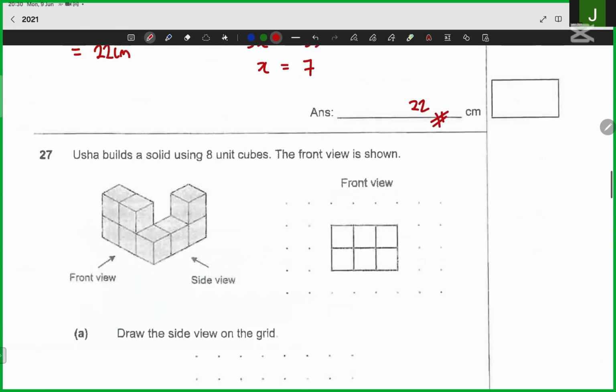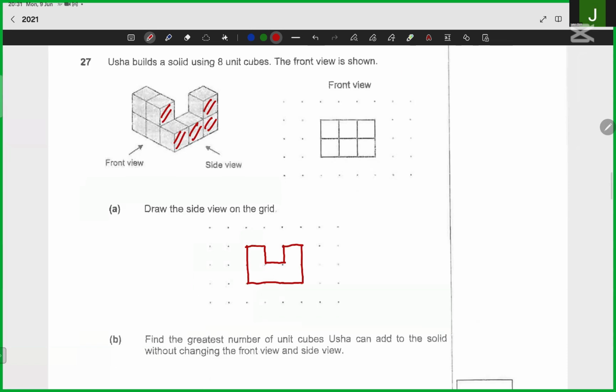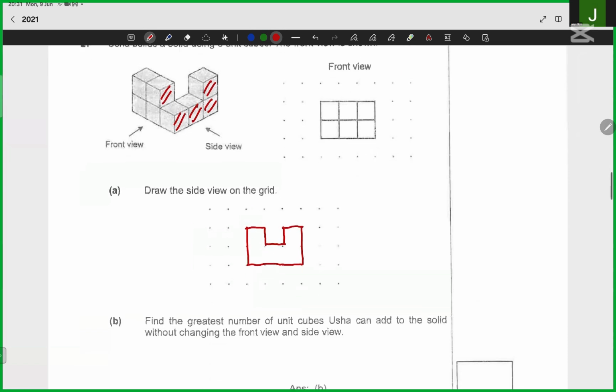Okay, 27, right? This is the front view. Draw the side view on the grid. Okay, so the side view contains this, this, this, this, and this. Okay, so it looks like this. Use a ruler, okay? Make sure you use a ruler and a pencil, and draw a nice shape.